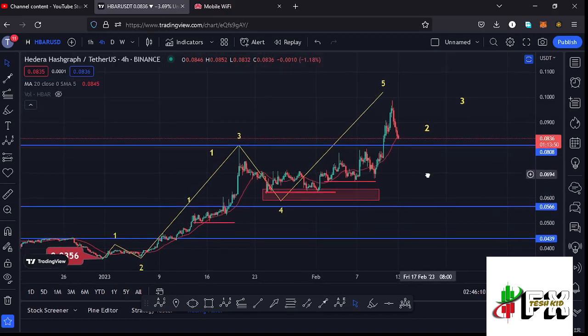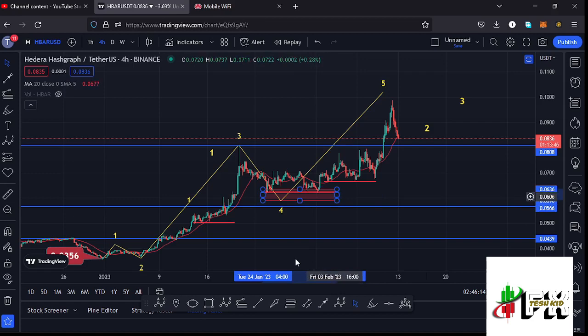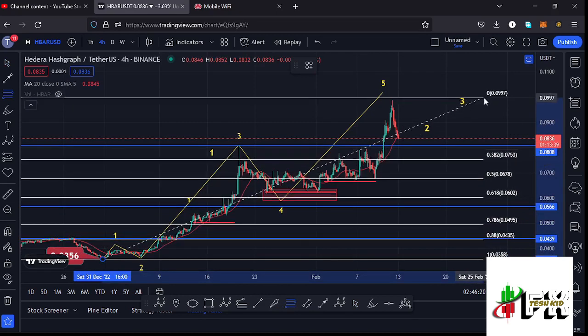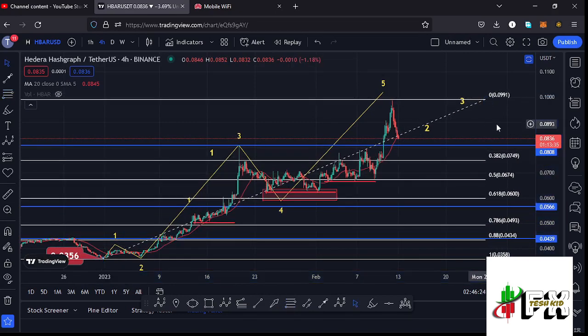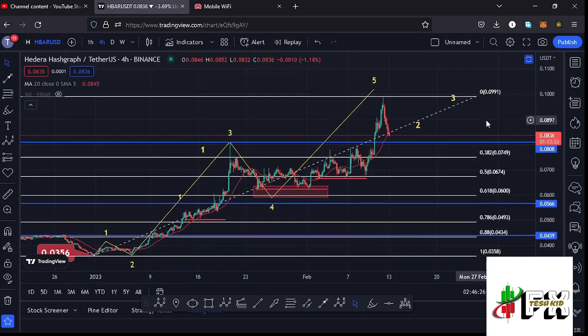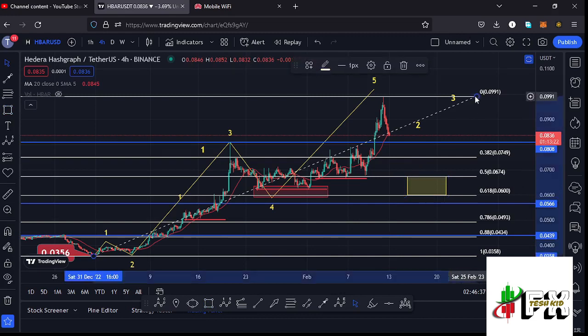And using the Fibonacci's, we can sketch out a minimum target area to the lower side in the formation of that wave 2 by connecting the Fibonacci's from the low of the first wave to the high of that wave 1, and that gives me a minimum target area to the lower side in the formation of that wave 2 between the Fib level 0.5 and the Fib level 0.618, and I can mark that target area here on the charts like that.